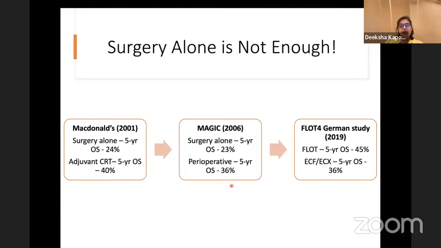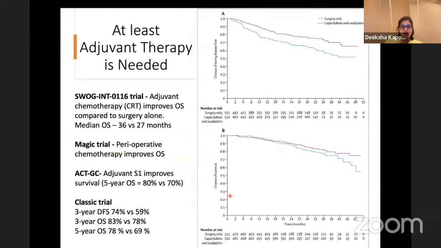The perioperative MAGIC study also showed the same, that with perioperative therapy, the survival jumps at 5 years to 36%, and the FLOT4 German trial, phase 2 and phase 3, gives the difference between the outcomes of ECF versus FLOT. So at least we need adjuvant therapy after doing a reasonable operation for carcinoma stomach.